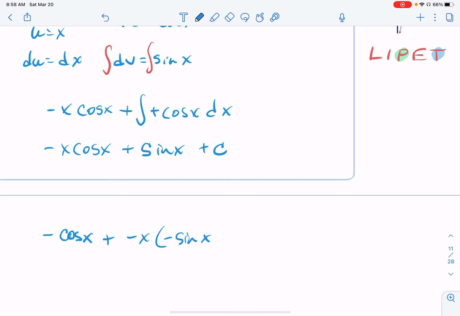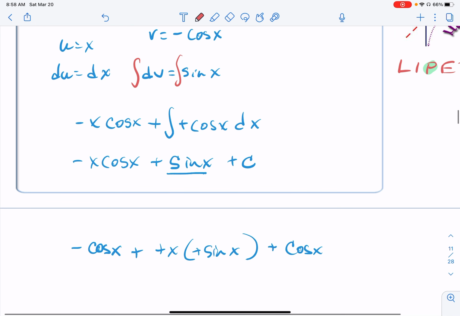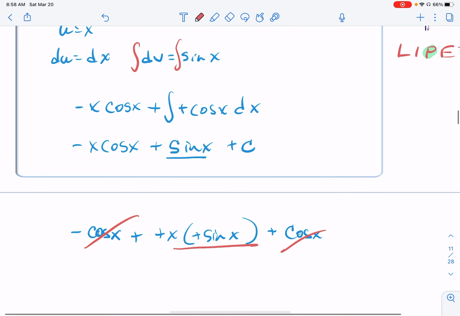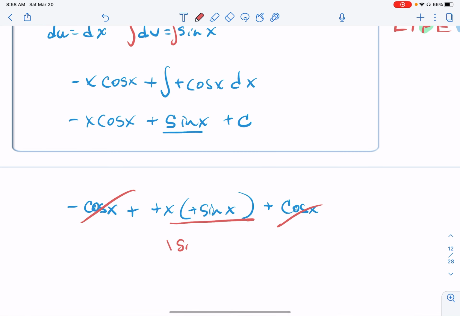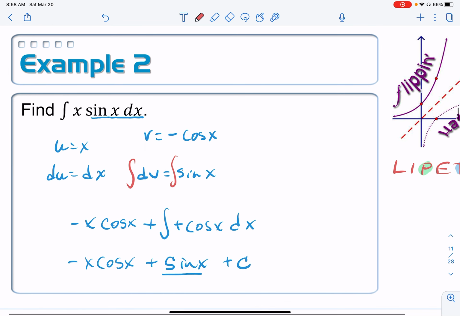And then, of course, our two negatives are going to cancel each other out. Then take the derivative of the second piece here, which is a positive cosine x, and the derivative of c is just 0. Now we can see the cosines cancel. There we go. And then we're left with x times the sine of x, which, if I'm not mistaken, is our original integrand.